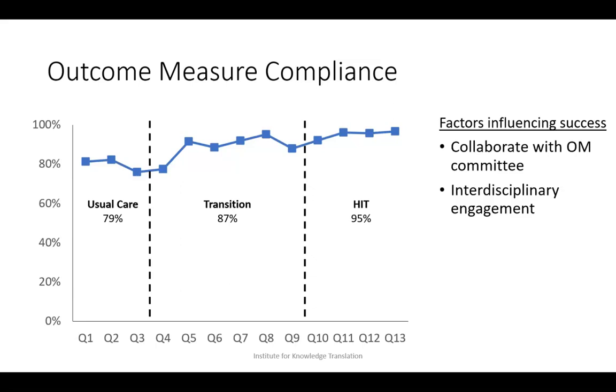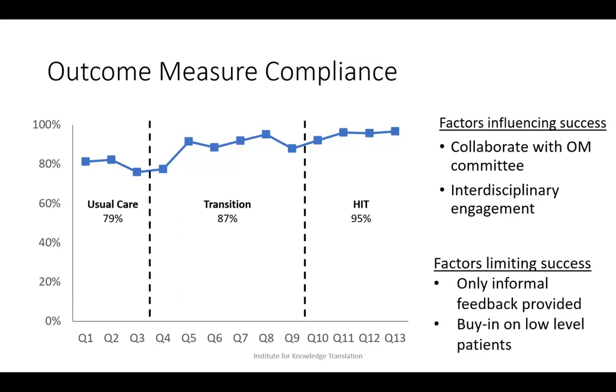There were likely some factors influencing success with this. We did work with the existing team, so we engaged the relevant stakeholders, and we also worked to engage the rest of the interdisciplinary team to help get buy-in from them. In terms of things that might have limited our success, we only provided informal feedback, and globally we had a difficult time getting buy-in to collect outcomes on really impaired patients.